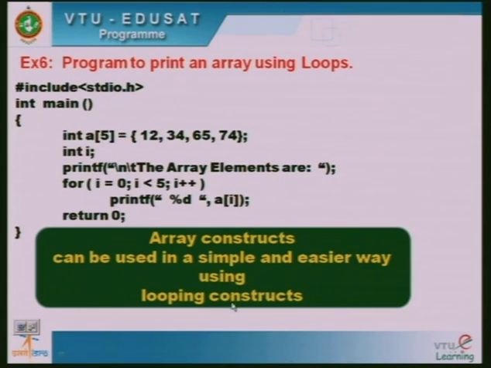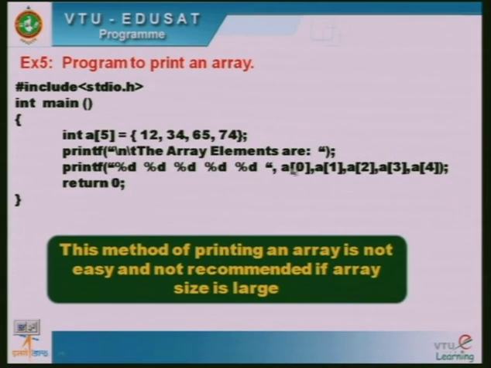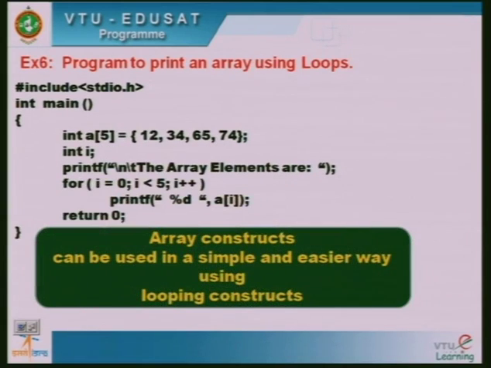Similarly, we have a few more programs. Array constructs can be used in a simple and easier way using the looping constructs. Even if there are 500 elements, so that the array size could be 500 here, I can take the condition as i less than 500 and use the same code. If the previous method is used, then I may need to use 500 different %d symbols. That is the same as becoming a typist rather than a programmer. So, here we should make use of the looping construct to work with arrays. The array constructs can be used in a simple and easier way using the looping constructs.